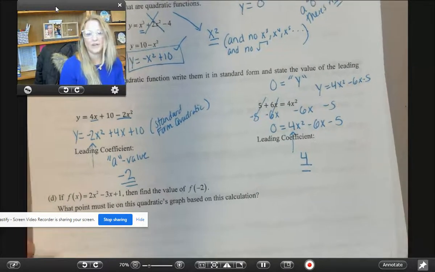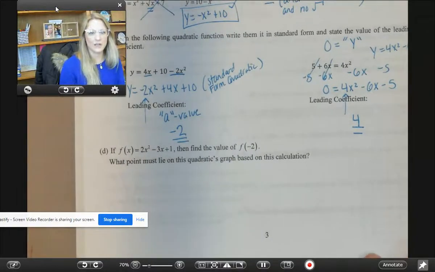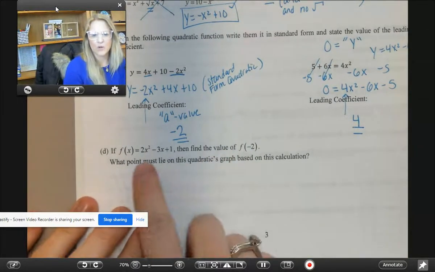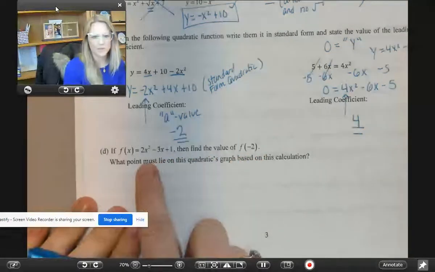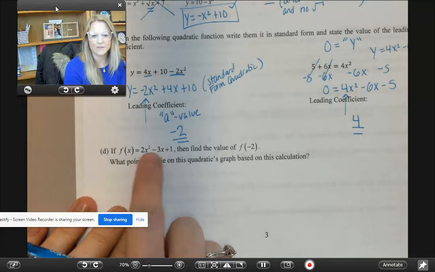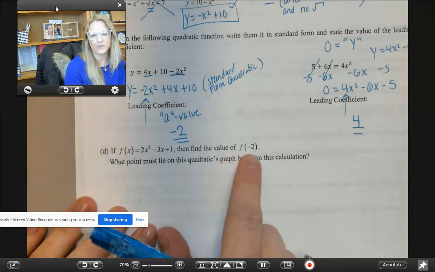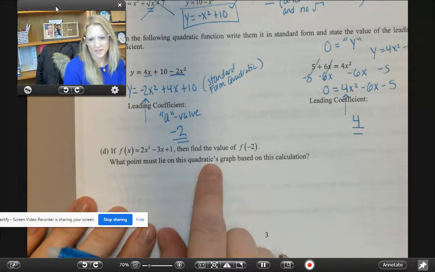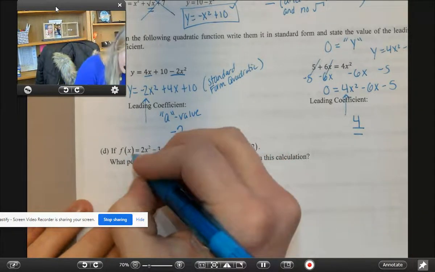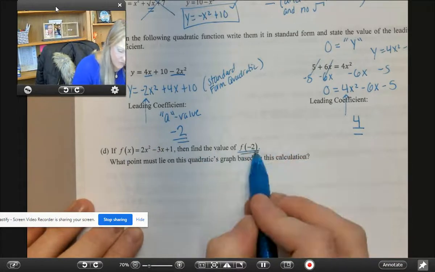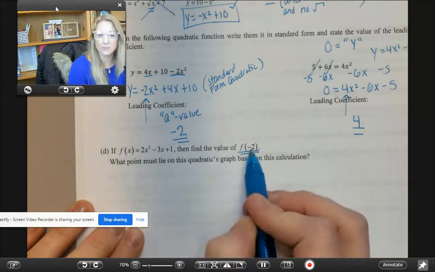Okay. All right. So now what else do we need to do to kind of think about what quadratics look like? We also need to know how to evaluate them. And so what we're going to do is it says if we have the function 2x squared minus 3x plus 1, what is the value of f of negative 2? What point must lie on the quadratic graph based on this calculation? So first, let's plug in a negative 2. So do you notice how they said f of negative 2? And that negative 2 is in parentheses like the x was. We're taking x out, putting negative 2 in.